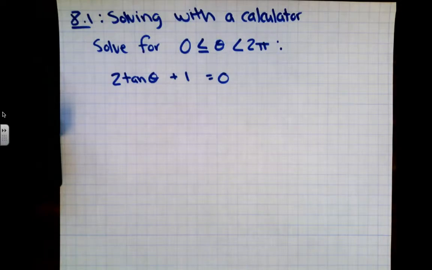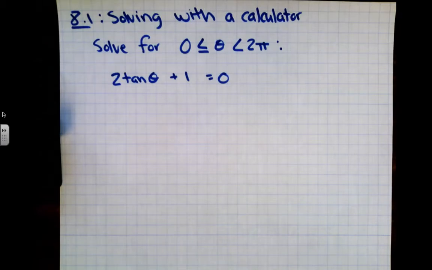What we're going to take a look at today is solving trig equations when we have a calculator. So what we're going to go through and solve is 2 times tangent of theta plus 1 equals 0, given the condition that our angles have to be between 0 and 2 pi. So basically what that tells us is we're using angles that are going to be in radians, and they have to end up being between 0 and 2 pi.